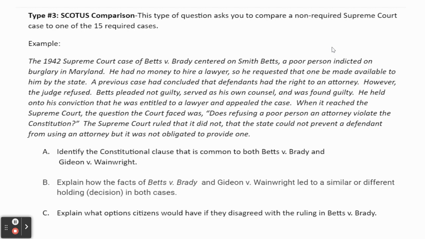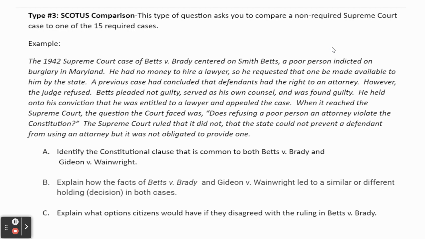There's always 3 components to this particular type of FRQ. The first is A, identify the constitutional clause that is common to both Betts v. Brady and Gideon v. Wainwright. B, explain how the facts of Betts v. Brady and Gideon v. Wainwright led to similar or different holdings in both cases.